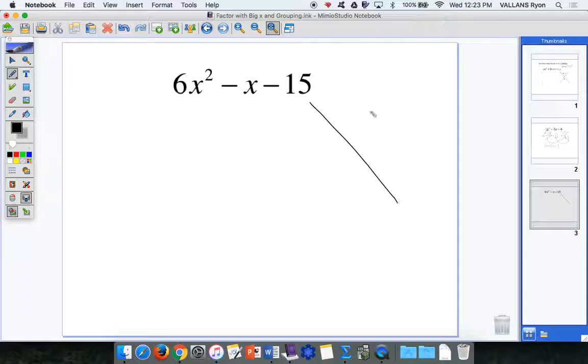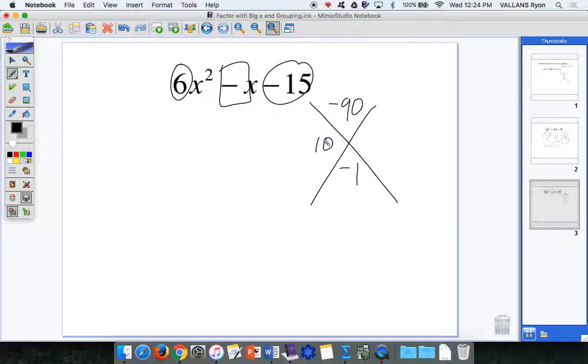Same thing, big X. A times C, 6 times -15 is -90. B is -1. I get 10 times 9. And if you ever get stuck, just start listing everything that multiplies to get to it. It's got to be -10 because -10 plus 9 is -1.